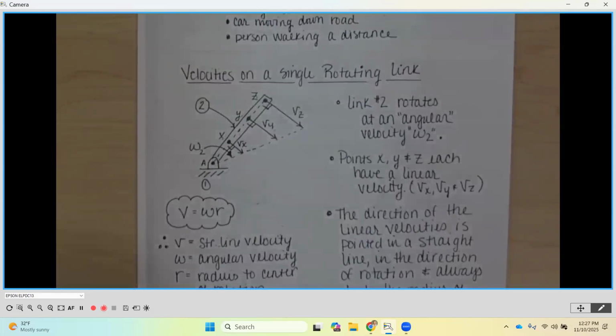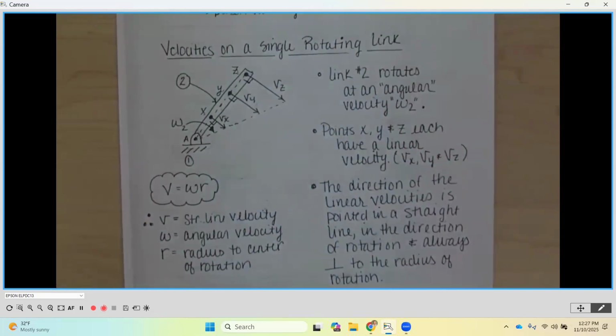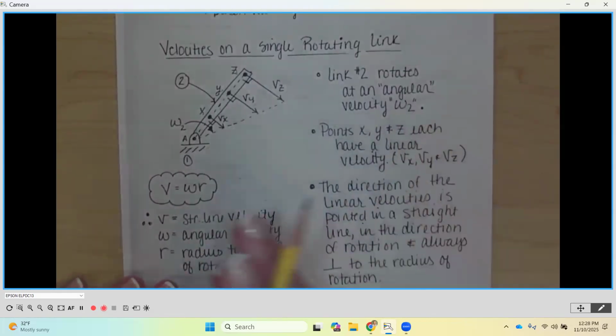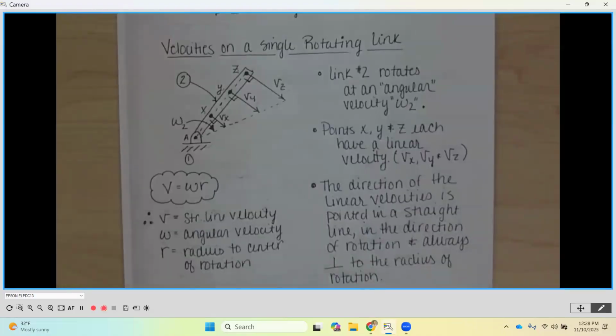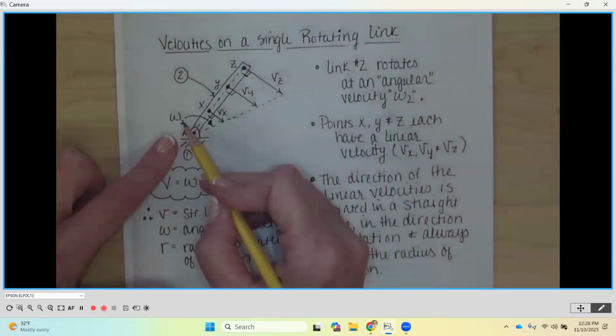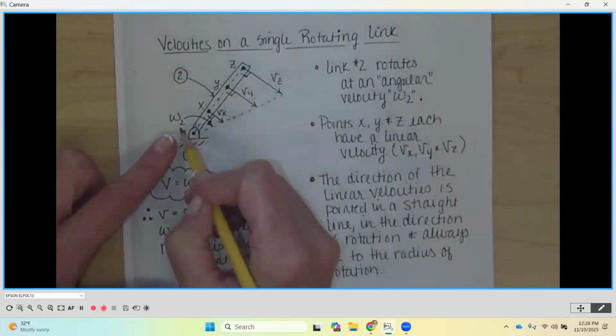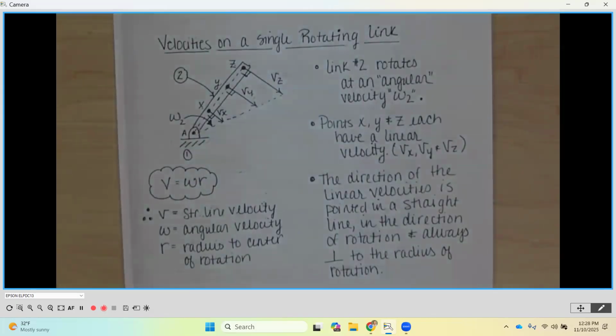Now, it says here that link number 2 rotates at an angular velocity, which I always refer to as W2, but I believe it's the lowercase omega Greek letter. So you see it as this lowercase W2. And that W2 angular velocity is how fast I am rotating about that fixed center. So you'll notice that over here in the diagram, we see this arc with an arrowhead, and it's labeled W2. So W2 is the angular velocity of link number 2.